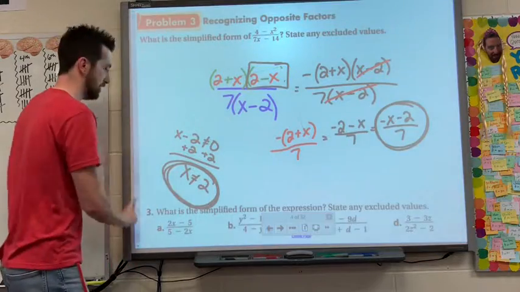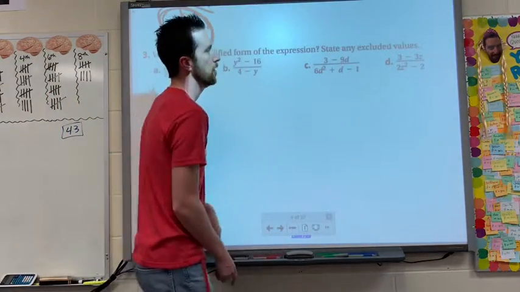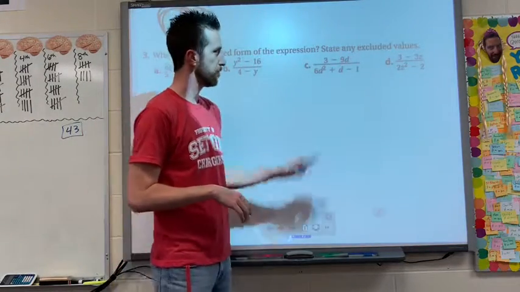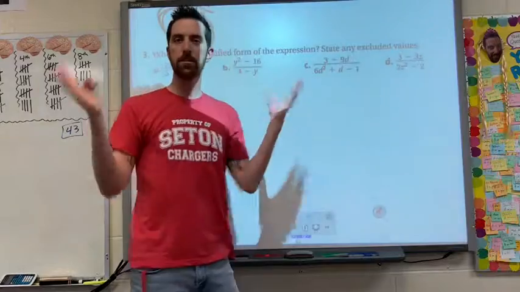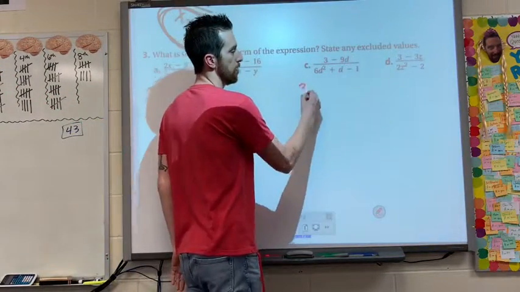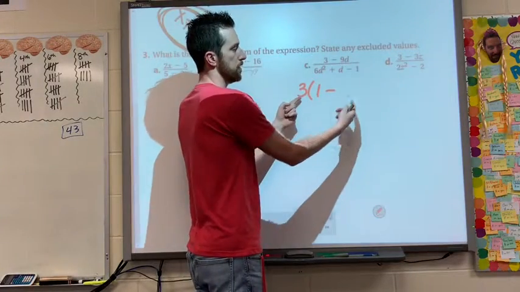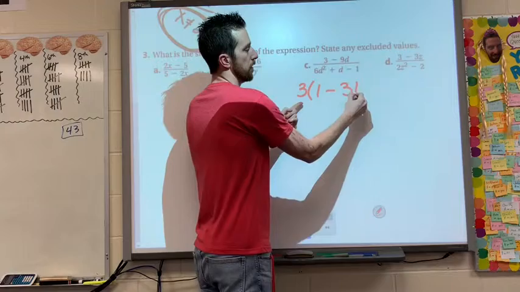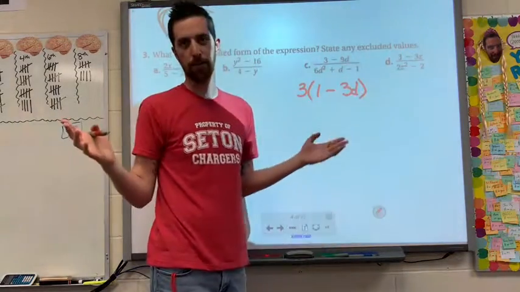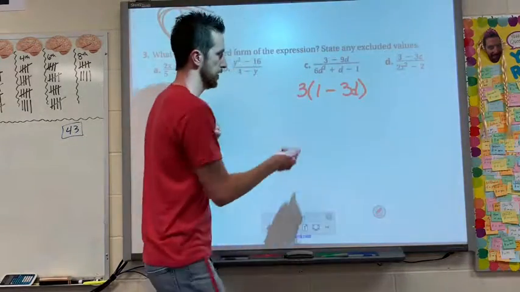Okay, this is the one I wanted. Let me extend the page here. Let's do C. 3 minus 9d. What's in common? They both have a 3. Yeah. Kick out 3. 3 times 1 is 3. 3 times 3d gives you that 9d. Remember, factoring is just like the opposite of distribution. If you distribute this, you would get that.